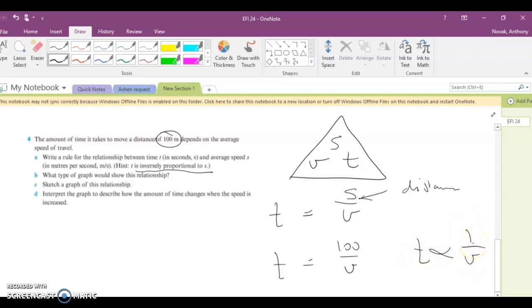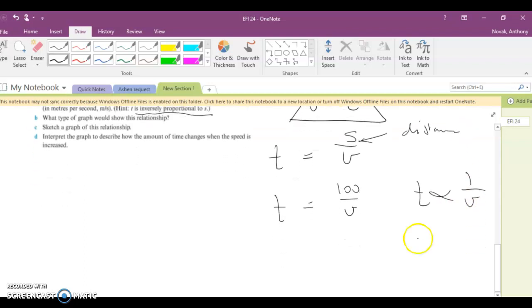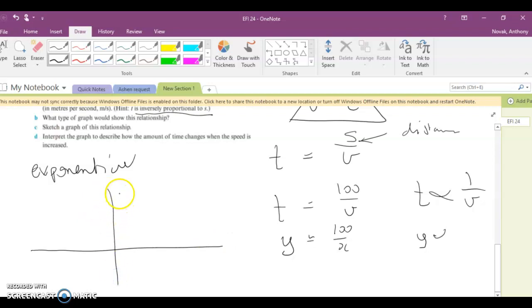So what type of graph this is, of course, you recognize that as y is equal to 100 over x, because remember, time depends on your velocity. So time is dependent, the y-axis, and velocity is the independent x-axis. And you should now recognize that as the exponential. We now recognize it as an exponential, which basically has an asymptote because there's no left or right, up or down. We just simply have this shape here.